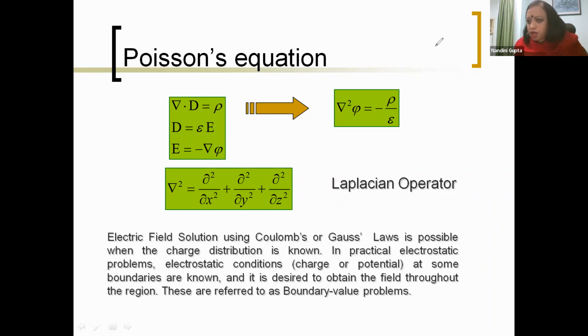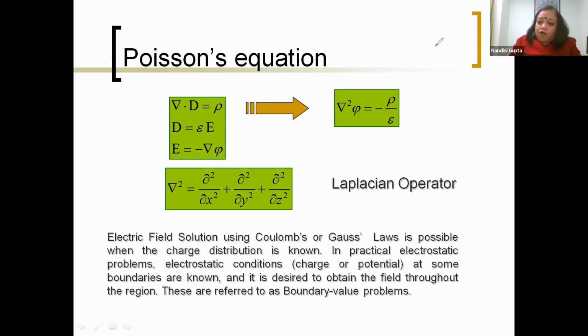Do you generally know the charge distribution? You don't. Unless it is a theoretical problem or a very simple problem, it is very difficult. It would be impossible for you to apply Coulomb's law or Gauss's law. But what you do know in your electrical circuit, for example your capacitor plates, you don't know how much charge is there on the capacitor plates, but you know the potential on the capacitor plates. If you have a power equipment in service, you would not know how much charge is deposited on, let's say, your rotating machine. But what you would know is the potential at a point.